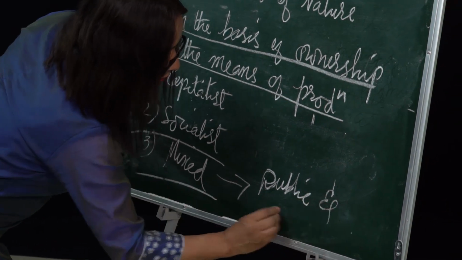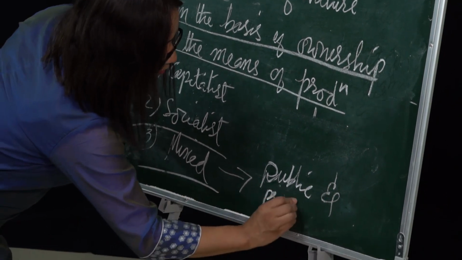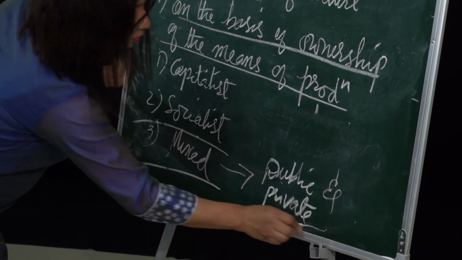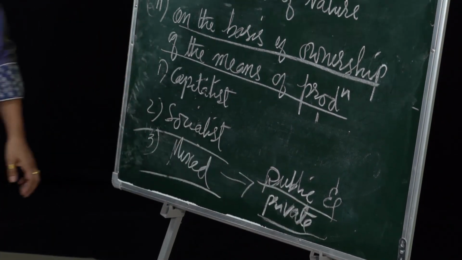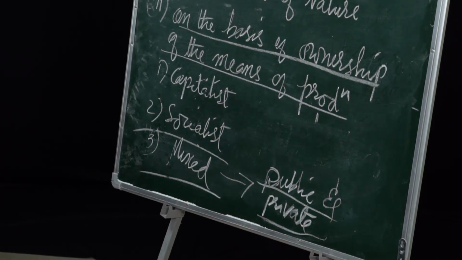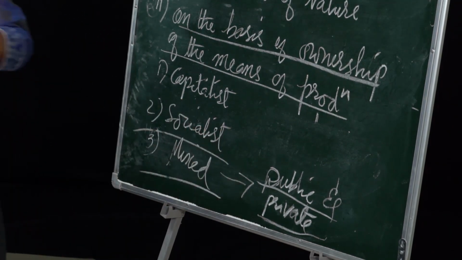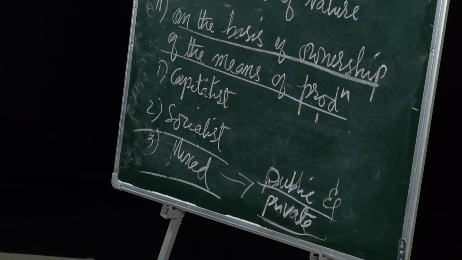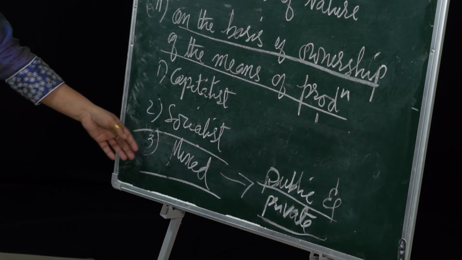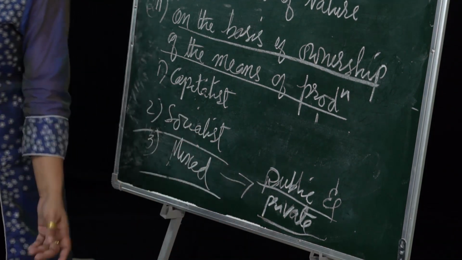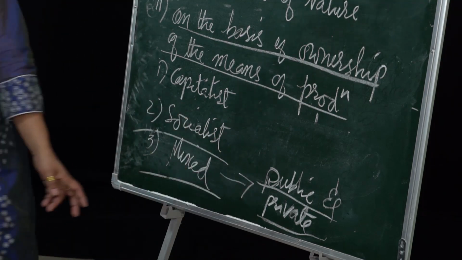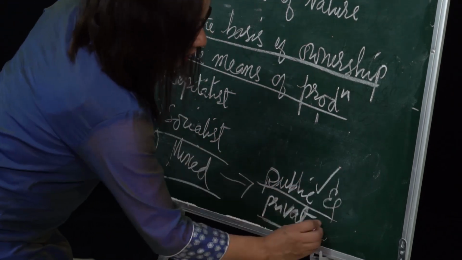Public and private, we call it. Don't confuse the term public, students, because in general, when we use the word public, we mean people. But here, when we are talking about mixed economy and dividing public and private, public means government. So this is public and this is private.